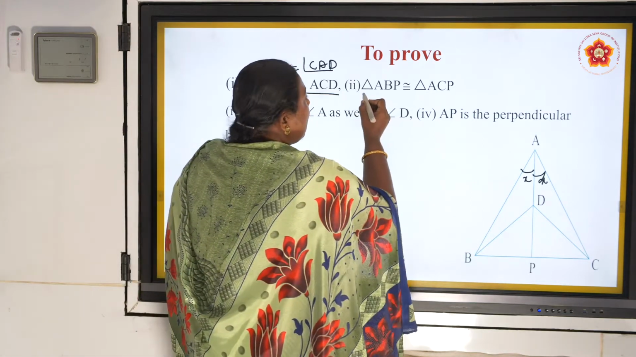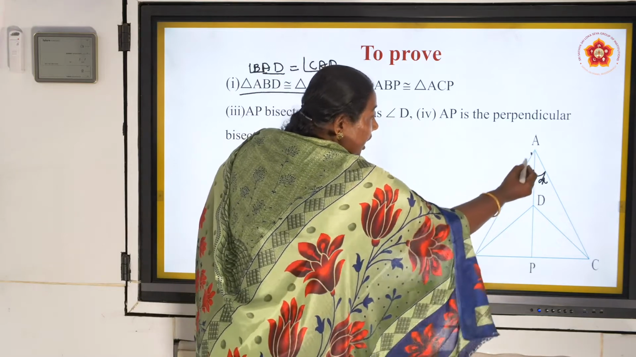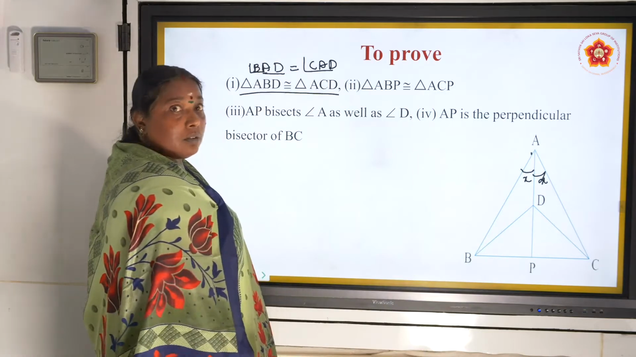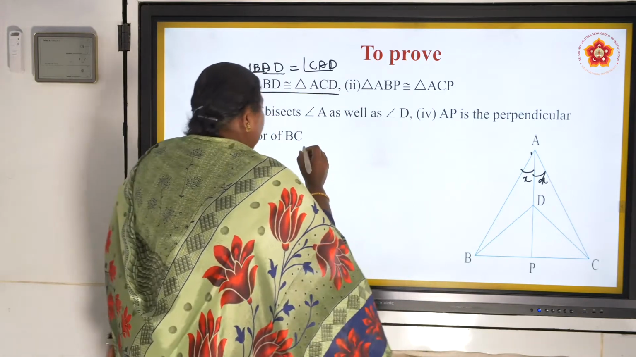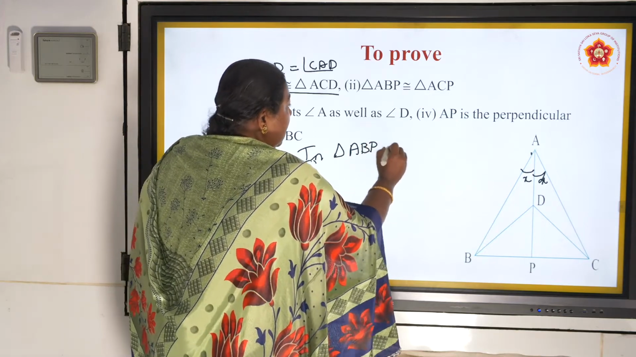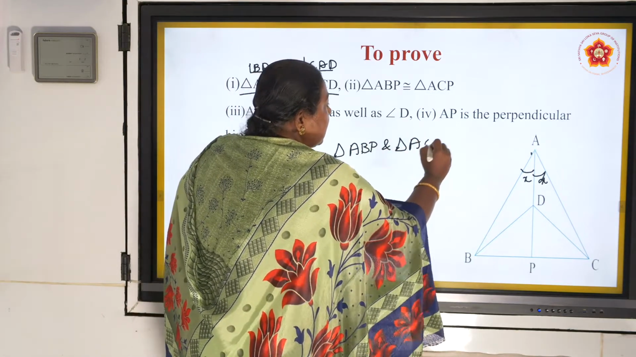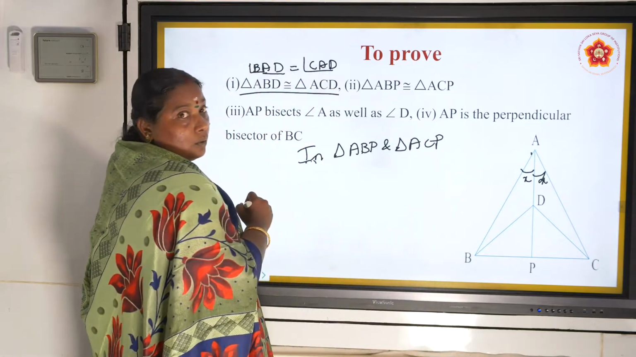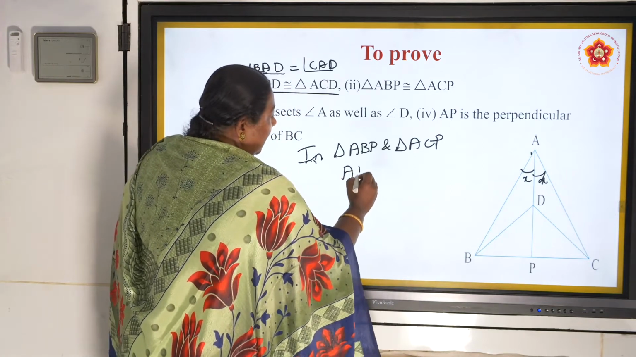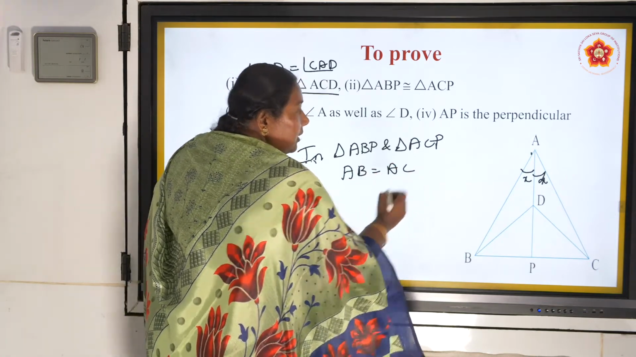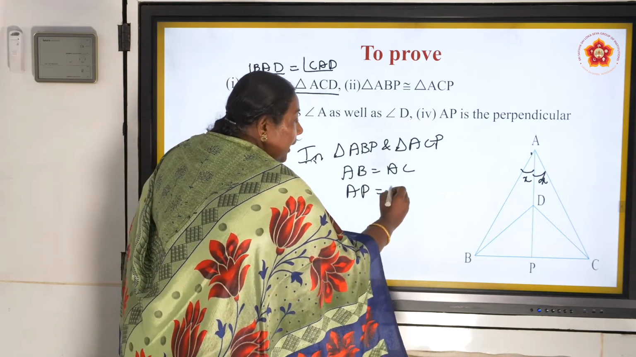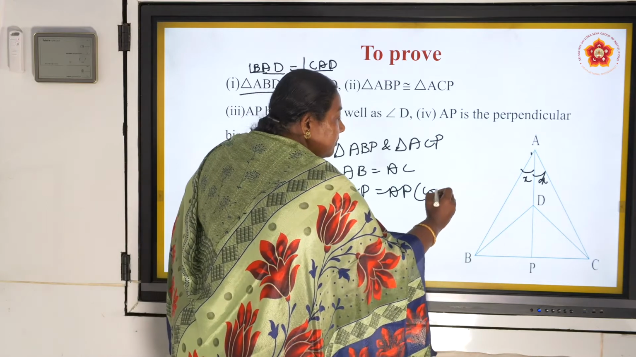Now let us see the next one. ABP congruent to ACP, that is what I have to prove. Now in triangle ABP and triangle ACP, what do I have? AB is equal to AC. AB is equal to AC. Next, AP is equal to AP. Common standing there.